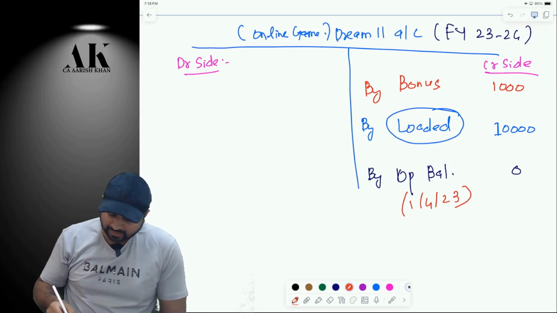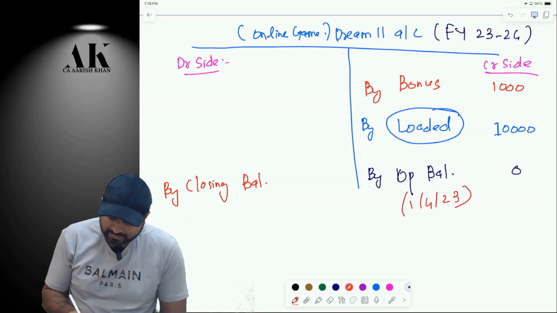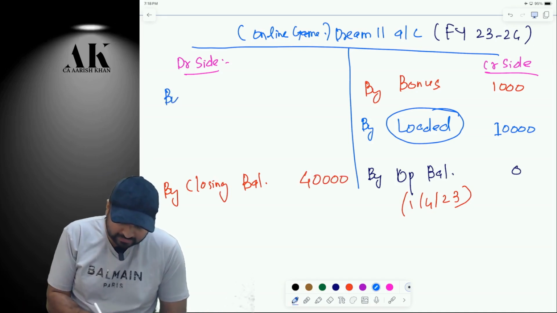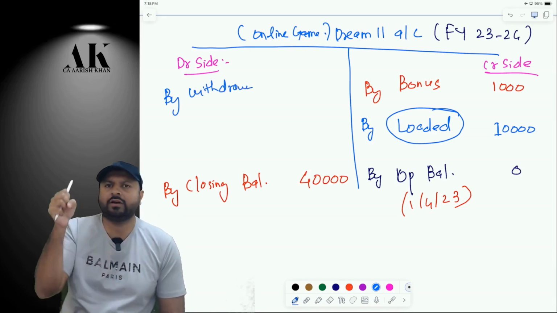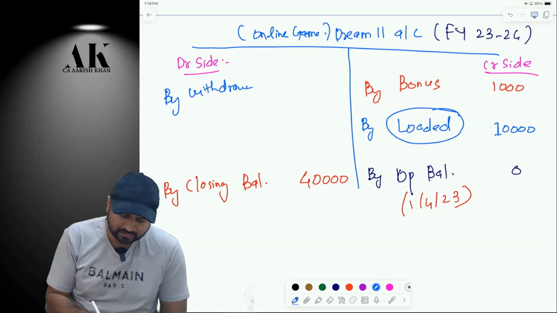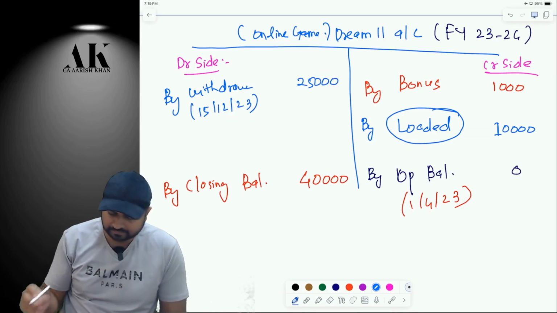Now, suppose at the end of the year, you see your closing balance. By closing balance, it is 40,000 rupees. And you have withdrawn some money out of it. Withdrawn means you have withdrawn from Dream 11 and put it in your bank account, so that you can use it for your personal purpose. Say on 15th of December 2023, I have withdrawn 25,000 rupees.